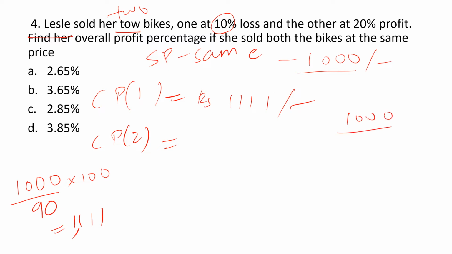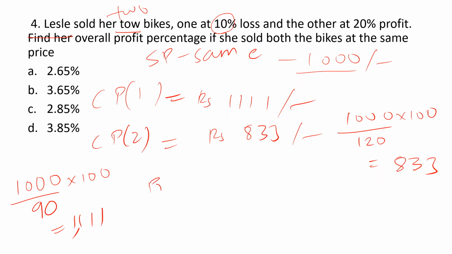Now for the CP of the second bike, we already know the SP is the same, 1000 rupees, but actually it's a 20% profit, so it means it's the worth of 120 percent. But what is the worth of 100 percent? The value reduces to 833. So Rs 833. Now we know the CP of the first bike, second bike and the SP of both bikes.